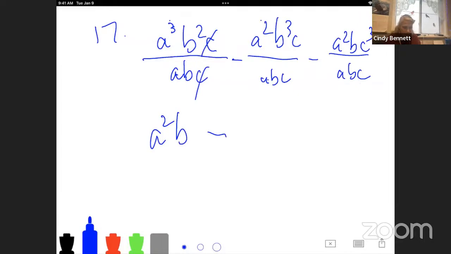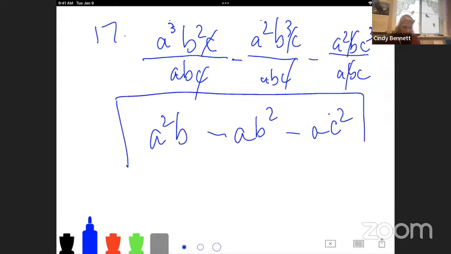2 minus 1 is 1. 3 minus 1 is 2. C over C is 1. 2 minus 1 is 1. B over B is 1. 3 minus 1 is C squared. So this will be your final answer.